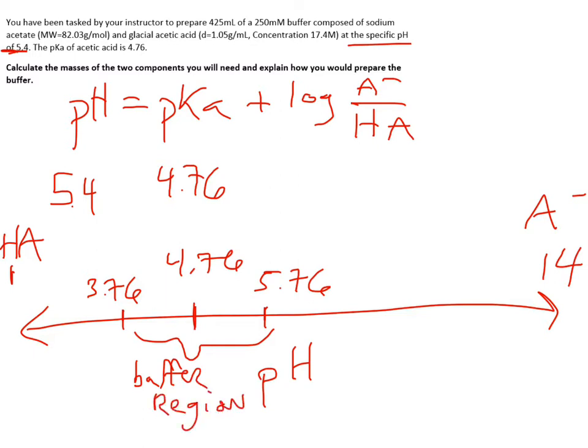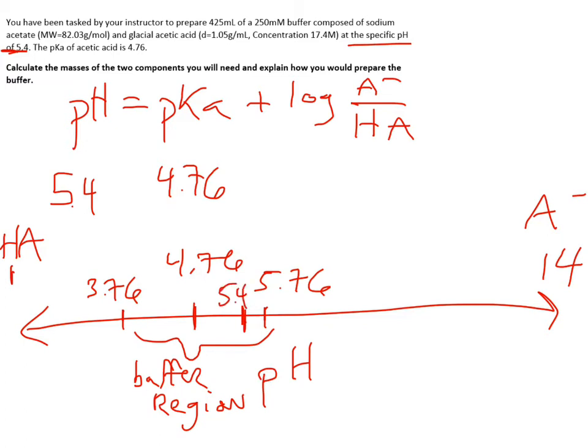So that's the area where we would be effectively having a mix of HAs and A minuses. Everywhere else is going to be either 100% HA or 100% A minus. This is the place where we are switching between A's and HAs. So are we going to have an effective buffer at this pH? Well, let's look. Here we have a pH of 5.4. That is here, I'll draw that in. That is there, 5.4. So we are in the buffering region.